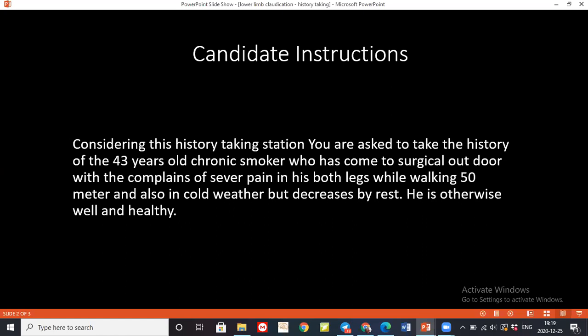So what is your differential diagnosis? My top differential would be peripheral vascular disease. The pain can be related to spinal stenosis or chronic limb ischemia or acute on chronic limb ischemia. How would you differentiate between spinal stenosis and peripheral vascular disease? Firstly, the pain pattern.